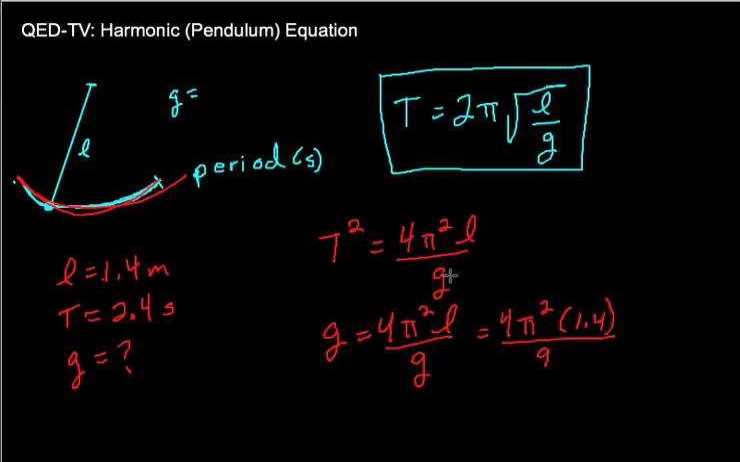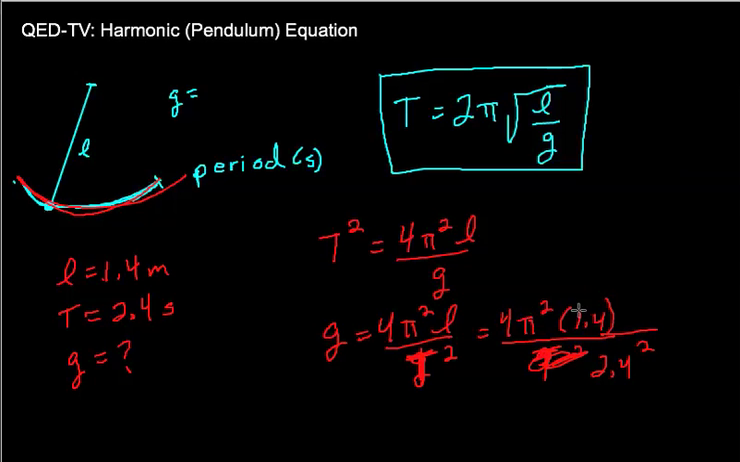I got this messed up. This should be T squared right here. I put the gravity up here, and the T squared should be down below. So this right here is T squared. Instead of writing T squared, I'm messing this up, aren't I? Instead of this, I'm going to put 2.4 squared.